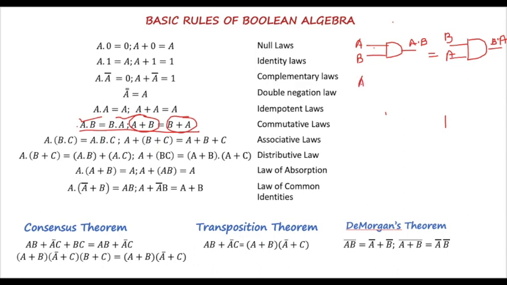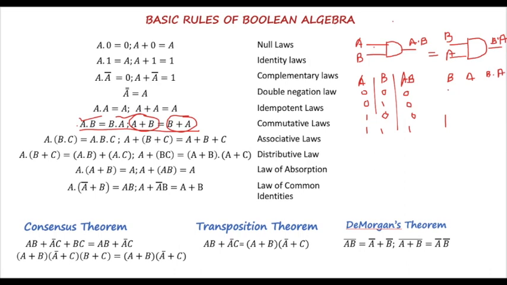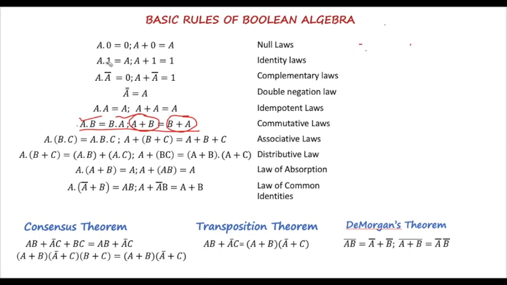I can show you by its truth table. Here you can see A B, in this case A B, and this is 0 0 0, 0 1 0, 1 0 0, and 1 1 1, and in this case B dot A. A B equals 0 0 gives 0, 0 1 gives 0, 1 0 gives 0, 1 1 gives 1.